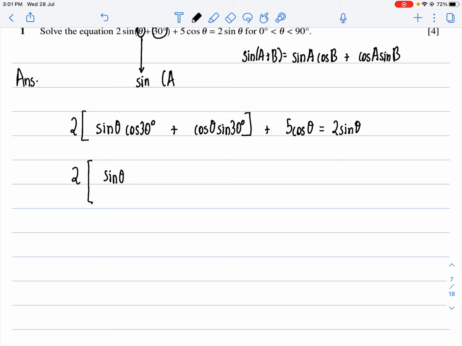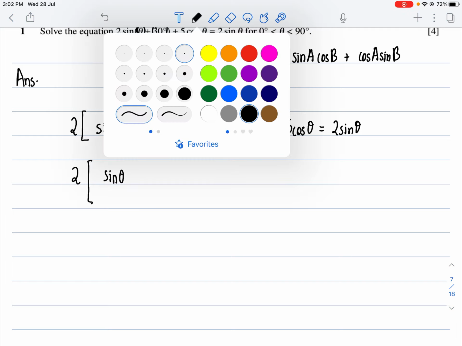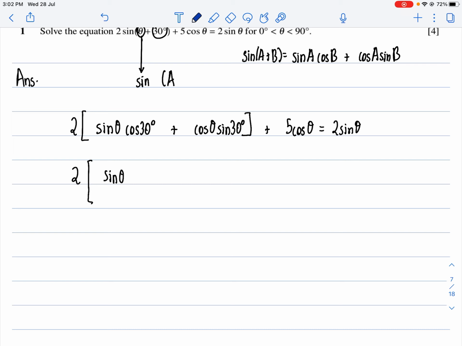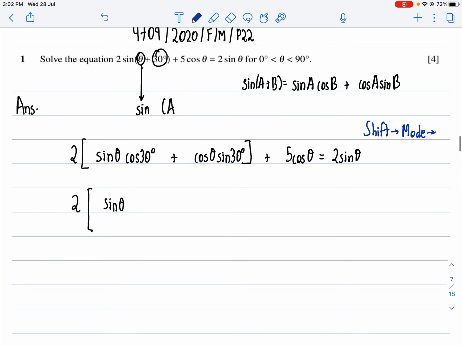So what you can do is, on your calculator, in the degree mode, how do you go to the degree mode? You can simply click on shift and then click on mode, and as you can see, the domain here is in degrees. So click on 3. When you do that, you are in the degree mode.